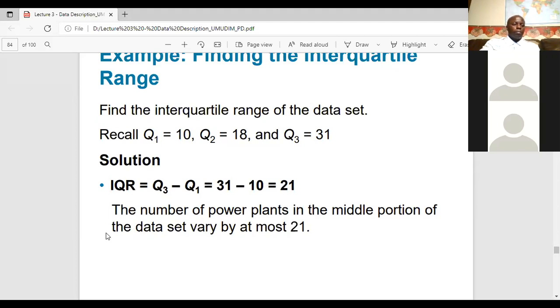All right, let's see. So the interquartile range is simple to get. You just get the Q3, get the Q1, and subtract, and then you get the interquartile range. So this answer here means that the number of power plants in the middle portion of the data set varies by almost 21.